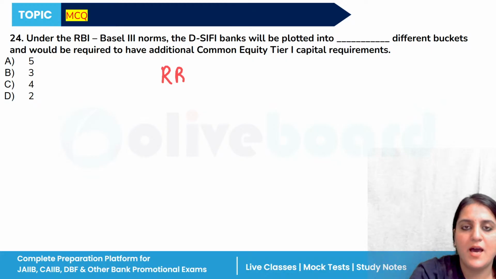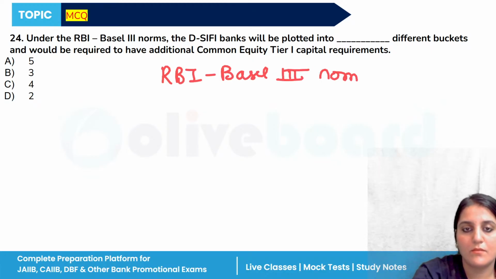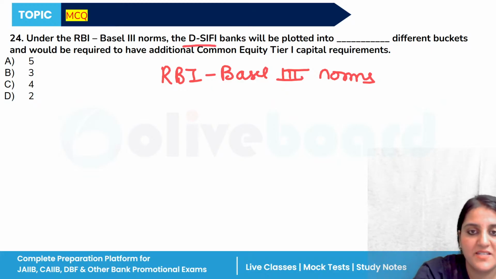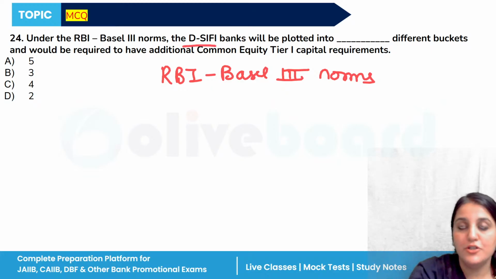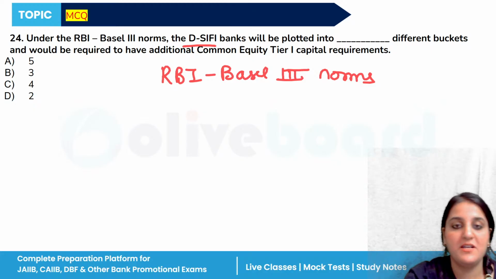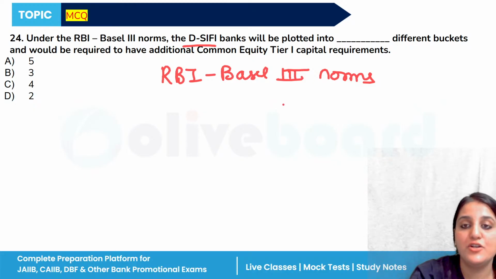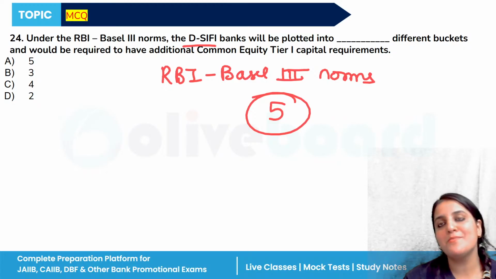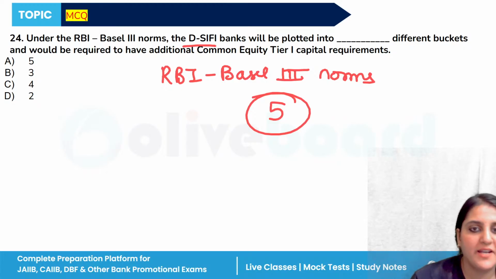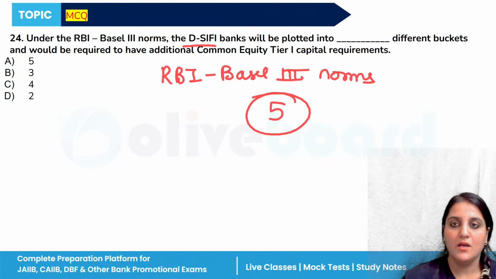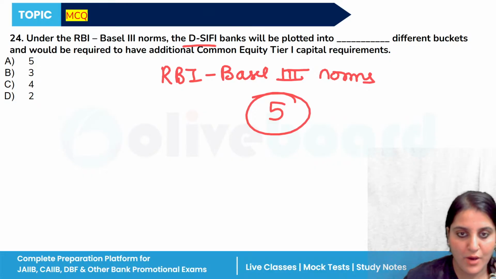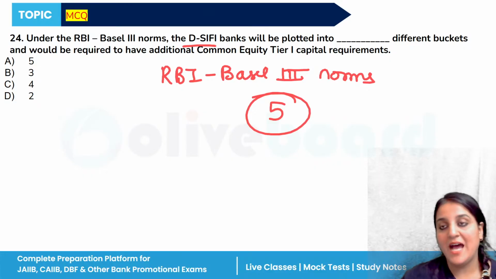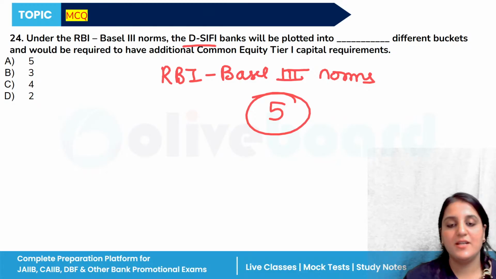See, if we talk about the RBI Basel III norms, domestic systemically important banks are categorized into 5 types of different buckets, based on their systemic importance, and each bucket corresponds to a different level of additional common equity tier 1 capital requirement, that is CET1. The higher the bucket, the greater the additional capital requirement.